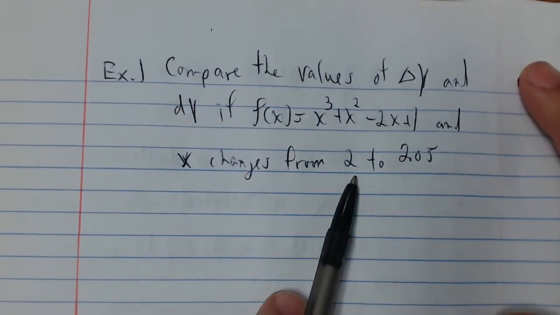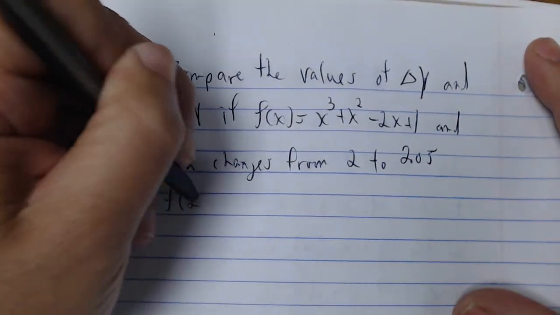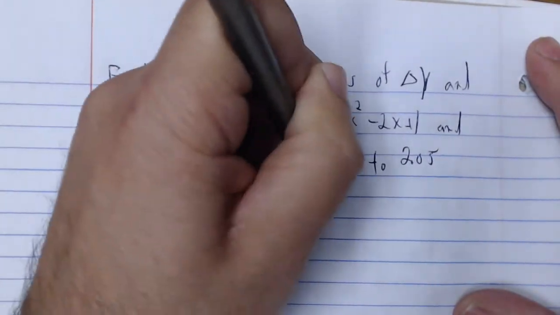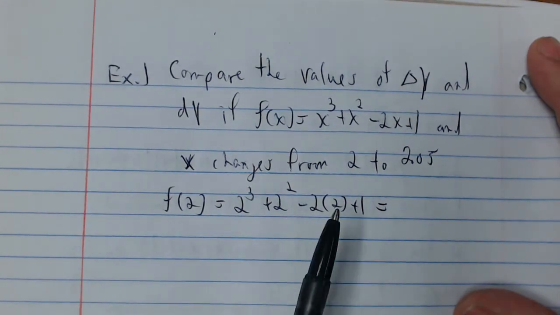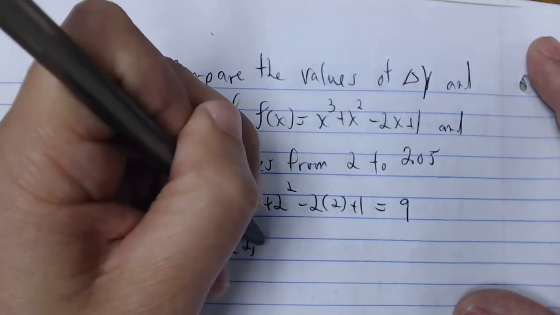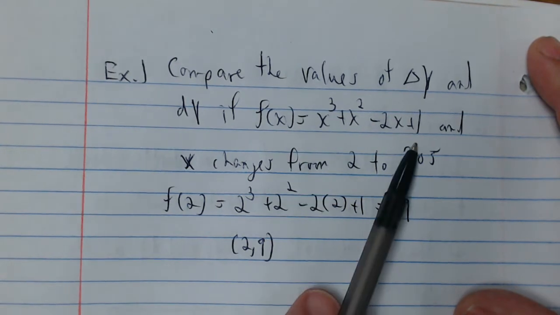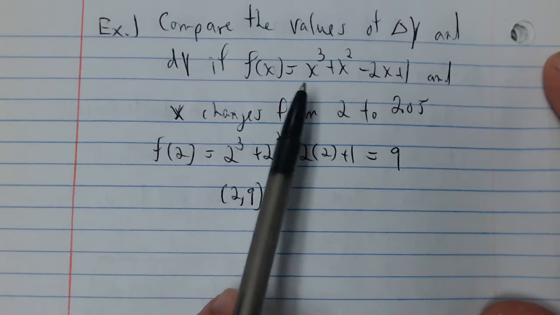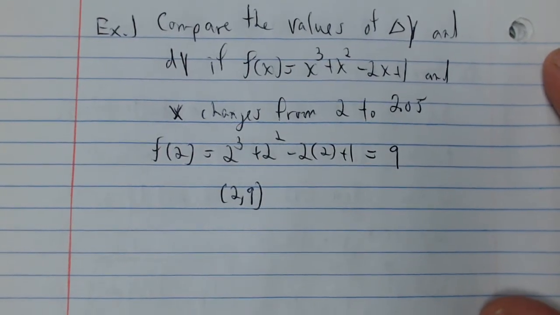We're starting from the x value 2, which is a point on this curve, so let's do this. F of 2 is what? 2 cubed plus 2 squared minus 2 times 2 plus 1, which equals 8 plus 4, which is 12, minus 4, which is 8, plus 1, which is 9. So what am I doing here? We know that the point (2, 9) is on this curve. And we want to use differentials to approximate the y value of this function when x is 2.05, okay?